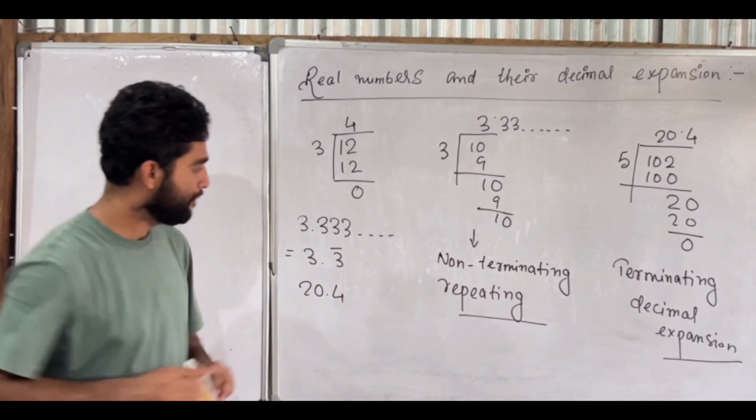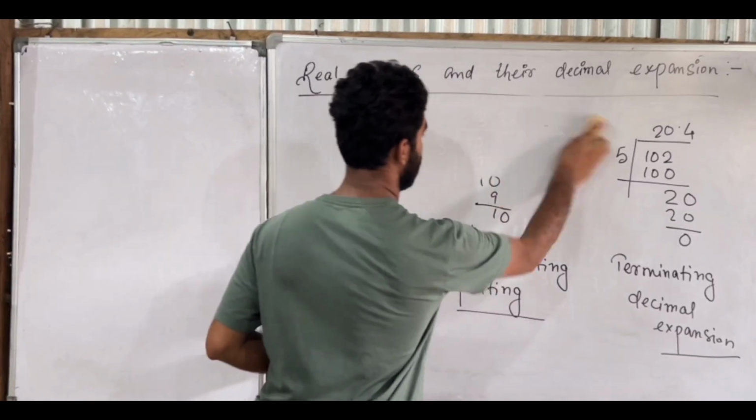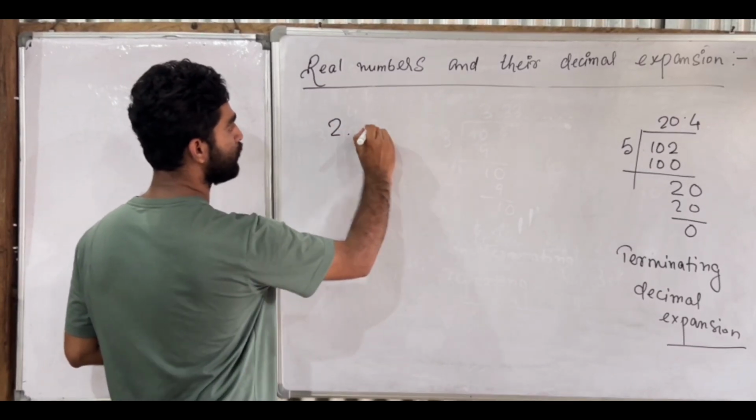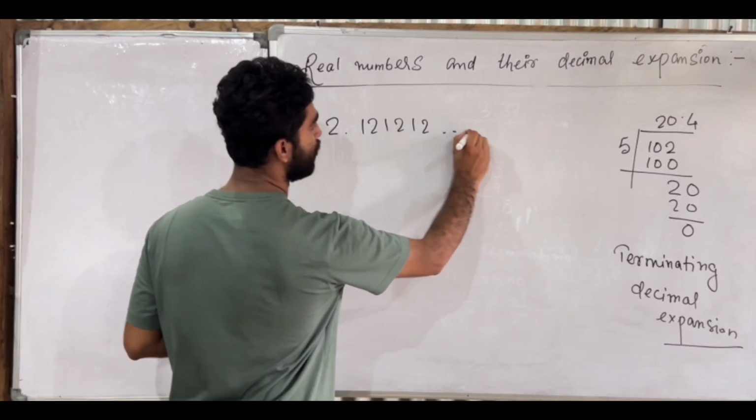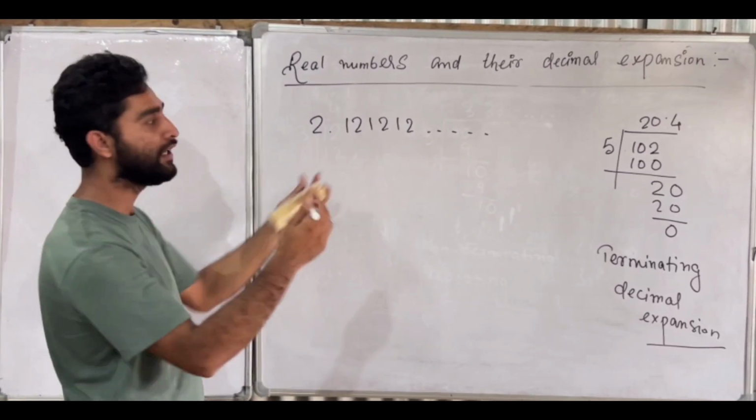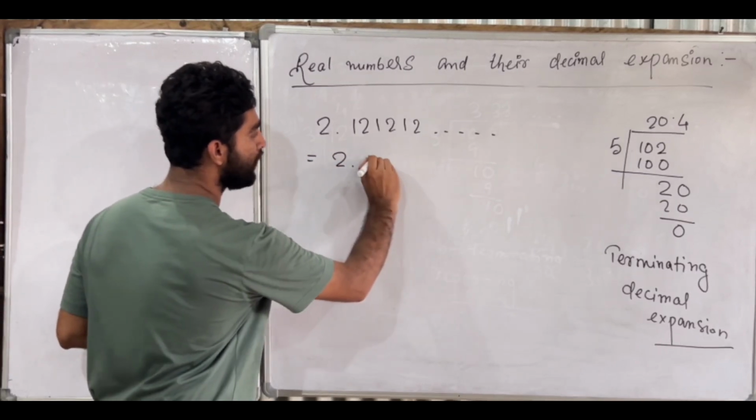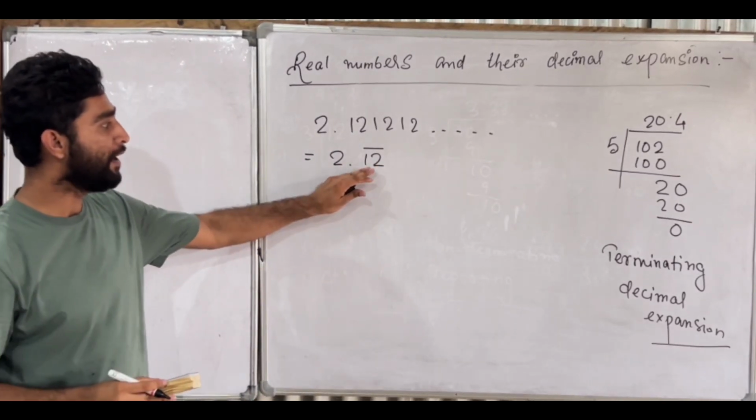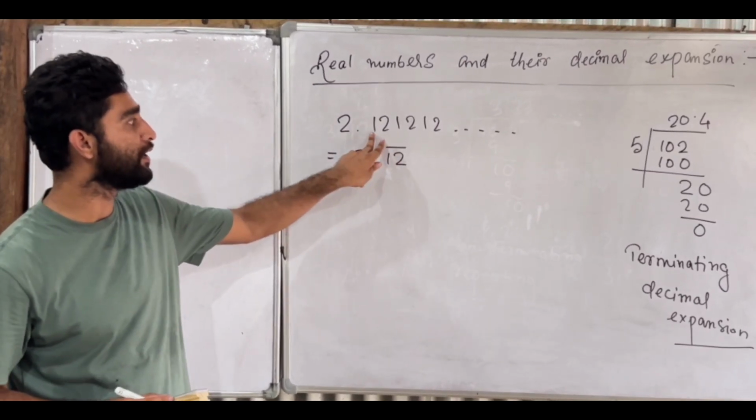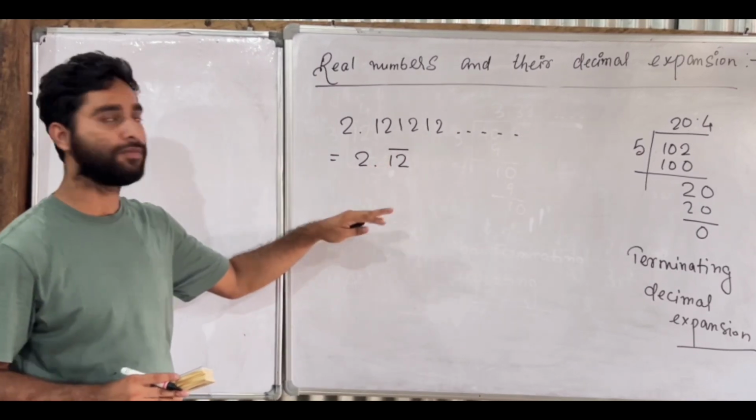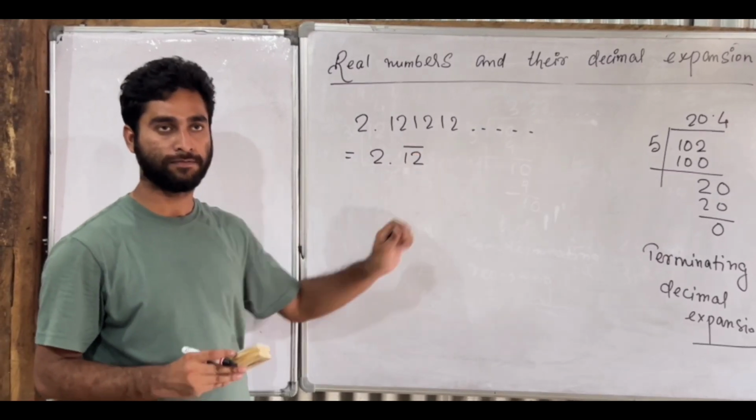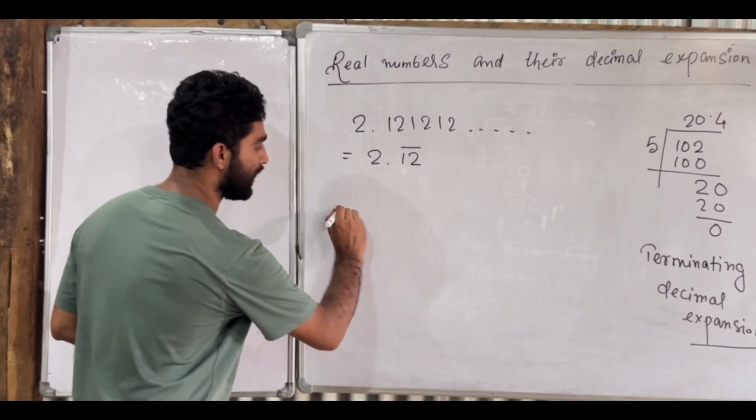Now, for example, if I write the decimal expansion like this, 2.121212, here I can say these two digits, 1 and 2, keep on repeating. So I can write this as 2.12 bar. Above both the 1 and 2 I have to put a bar, because here not a single digit is repeating, both digits are repeating, that is 1 2 1 2 1 2. So this kind of decimal expansion is also called non-terminating repeating decimal expansion.